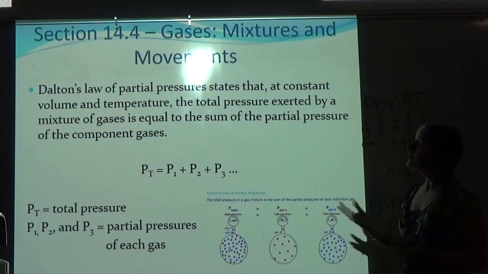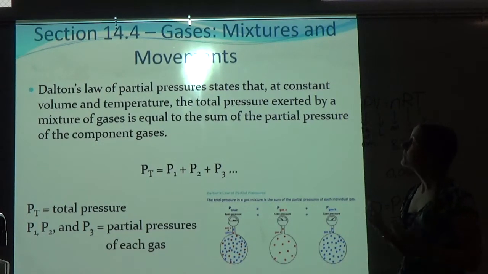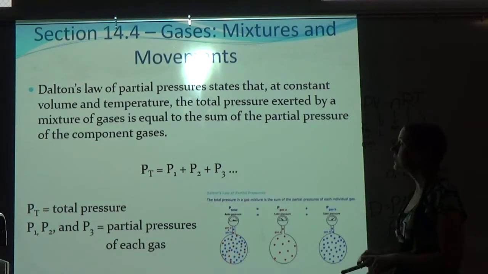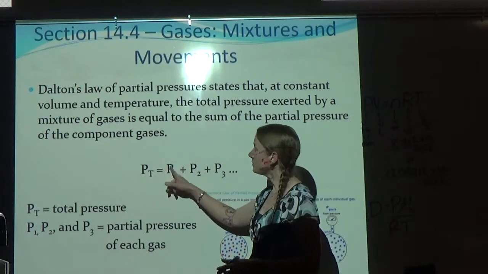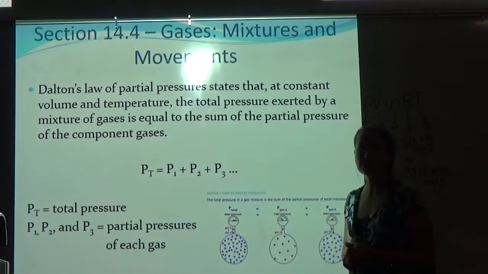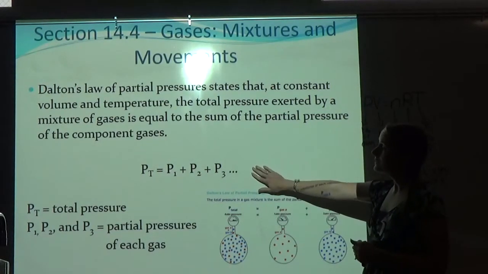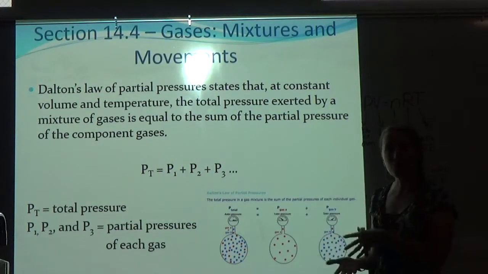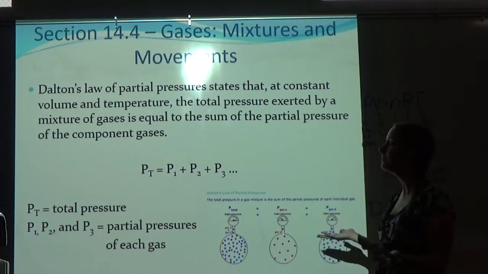So Dalton's law of partial pressures states that at constant volume and temperature, the total pressure exerted by a mixture of gases is equal to the sum of the partial pressures of the component gases. So in other words, our total pressure just equals the pressure of each of the gases in a mixture. So the formula looks like this: P total equals P1 plus P2 plus P3, however many you have in the mixture.